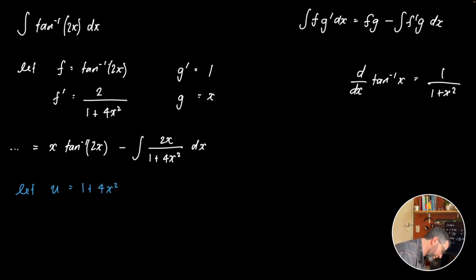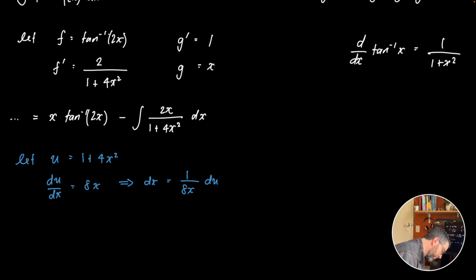And this will tell me that du/dx will be 8x, which means that dx will be 1 over 8x times du. So let's go ahead and apply that substitution. The first part of the integral is already done, so it can just come along for the ride for free.